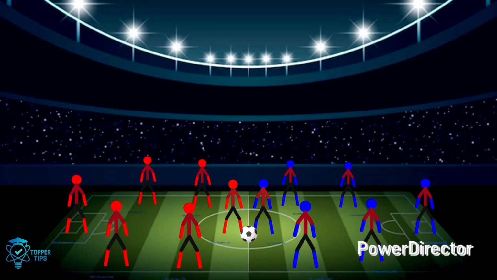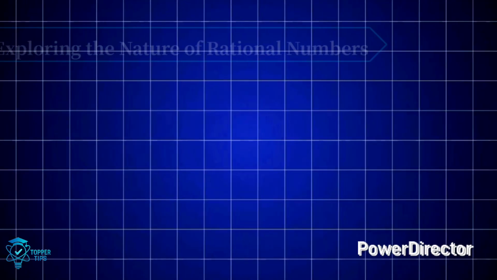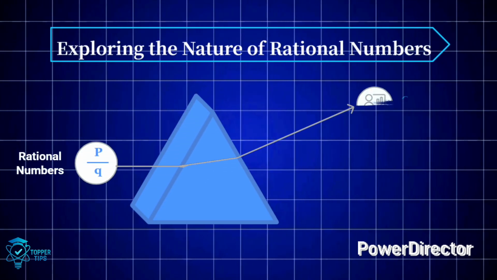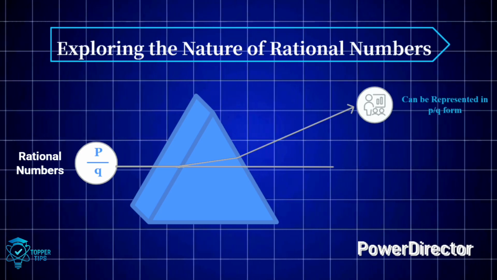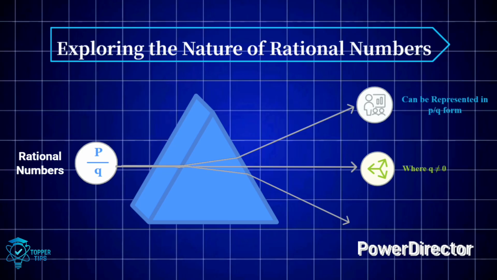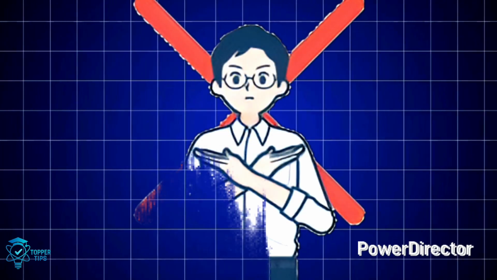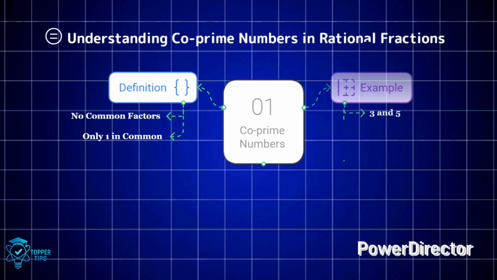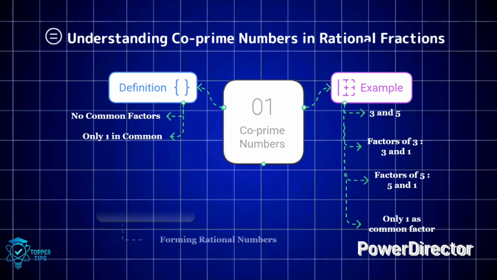Numbers are like two teams in a game, the rational numbers and the irrational numbers. Rational numbers are the chill ones. They can be written as a fraction, like p/q, where p and q are integers, whole numbers, no decimals, and q isn't zero. But here's the secret sauce. p and q have to be coprime. Don't panic if that sounds fancy. It just means they share no common factors except 1. Think of 3/5. 3 and 5 only have 1 in common, so they're coprime.